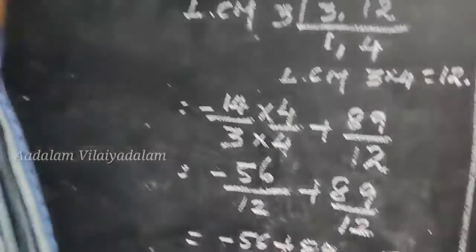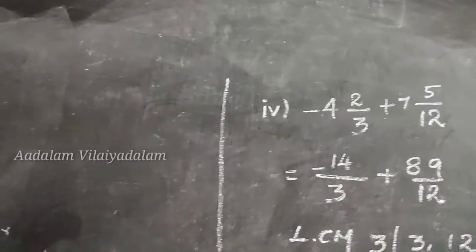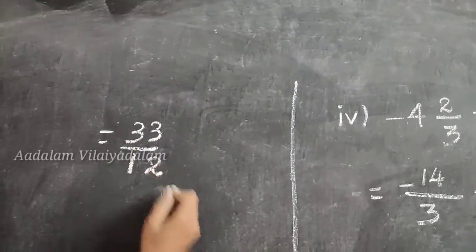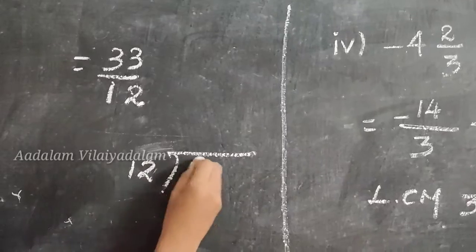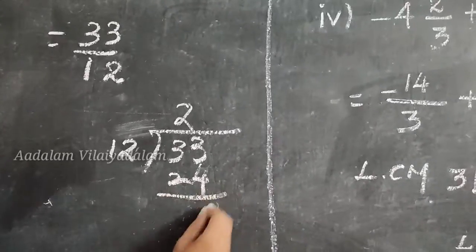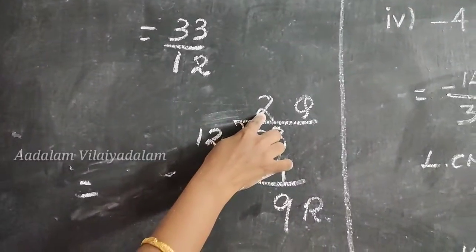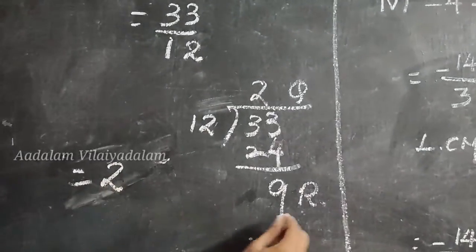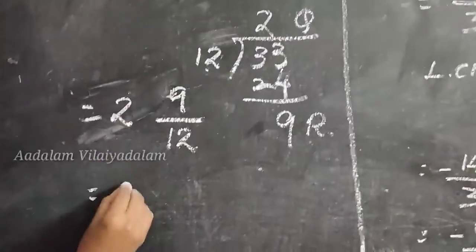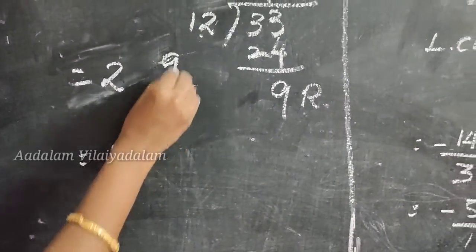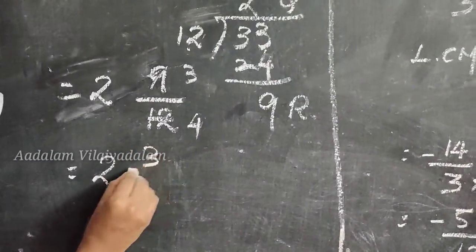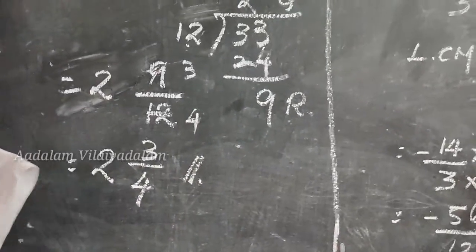So we have to write the answer as a mixed fraction only. So 33 divided by 12. So division: 12 into 33. So 2 twelves are 24. So balance 9. So first you write the quotient value 2, then the remainder value 9 divided by the divisor value 12. So again here, 9 and 12, the 3 table is common. So 3 threes are 9, 4 threes are 12. So 2, 3 by 4 is the answer.